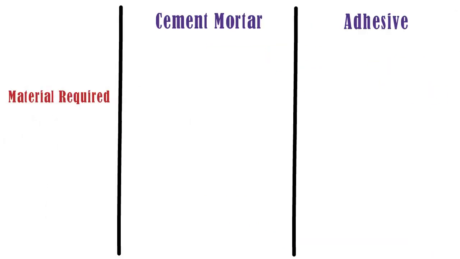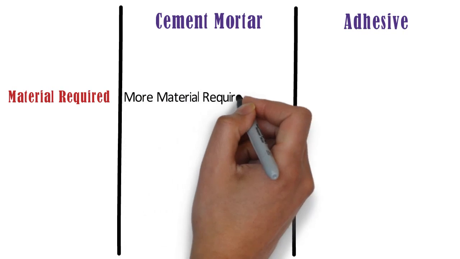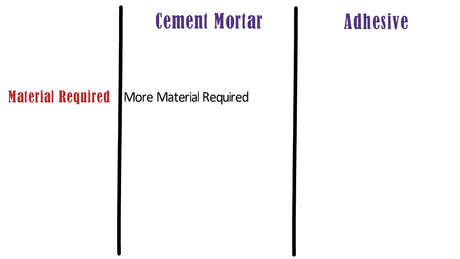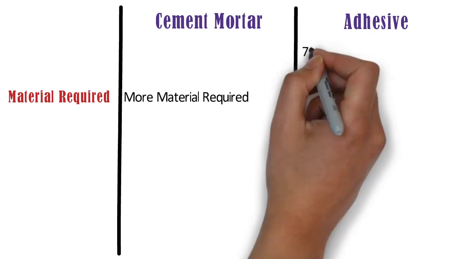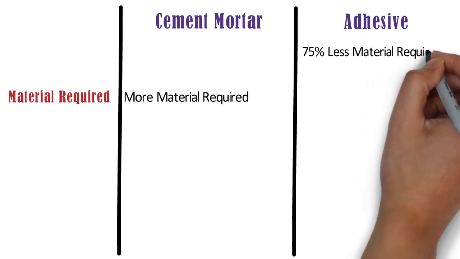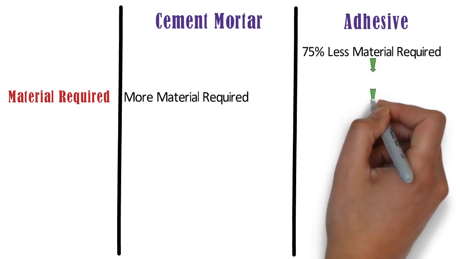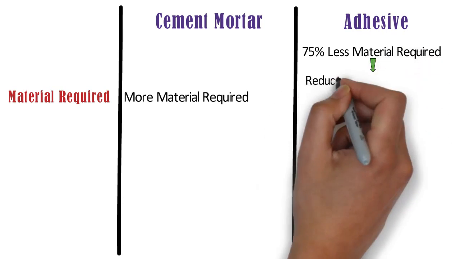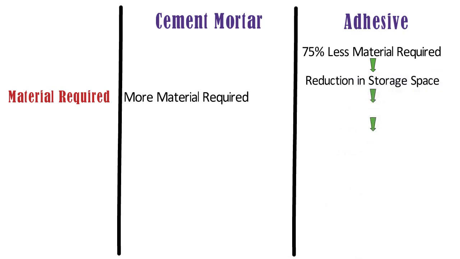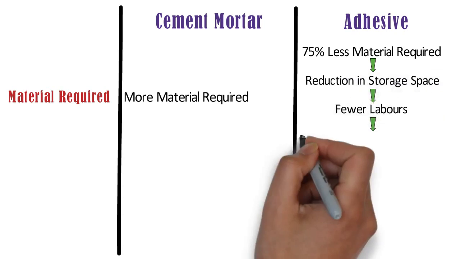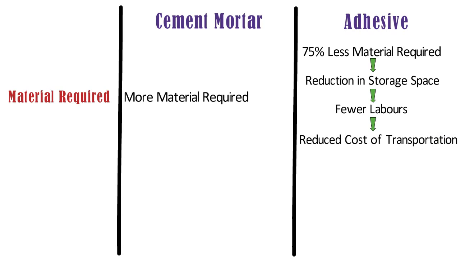Materials required. In case of cement mortar, the joint thickness is 8 to 12 mm. Hence, more material shall be required as compared to AAC block adhesive. Whereas in case of AAC block adhesive, the joint thickness is 3 to 4 mm. Hence 75% less material shall be required as compared to conventional mortar. This leads to reduction in storage space of material, fewer labors to handle, and also reduced cost of transportation.